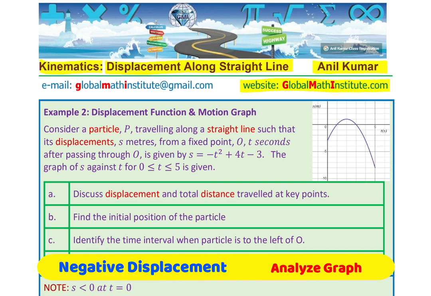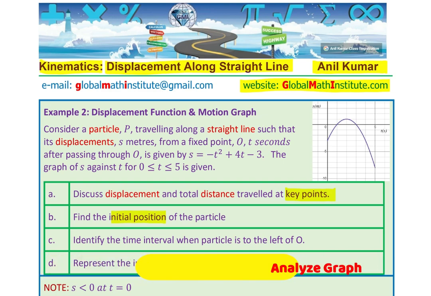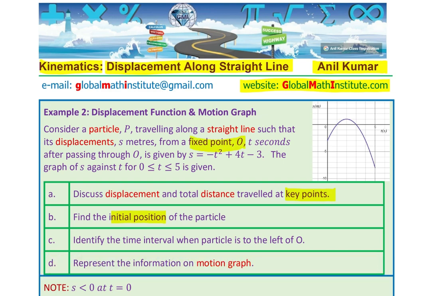A. Discuss displacement and total distance traveled at key points. We need to understand what should be the key points. B. Find the initial position of the particle. Initial position is when t is equal to 0. C. Identify the time interval when particle is to the left of O. So O is your reference point. To the left of O really means that the displacement is negative.